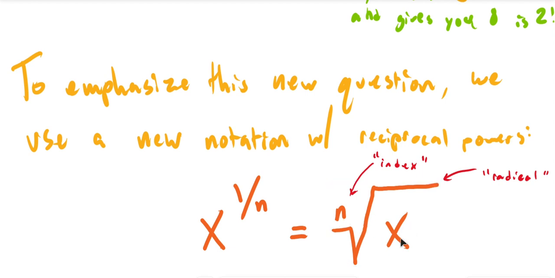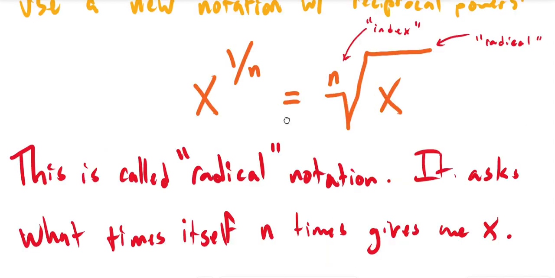The nth root of x is written this way, and we use this quotient-looking symbol that has this little extra stick. This is called the radical symbol. This n, which indicates the blank in what times itself blank times gives me this number x, is written here, and this is called the index. This is called radical notation for this fractional exponent. You should be able to go back and forth between these two. And it is asking, again, what times itself n times gives me the number x.